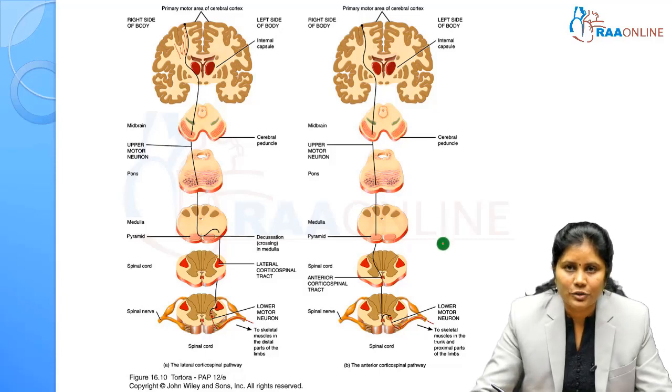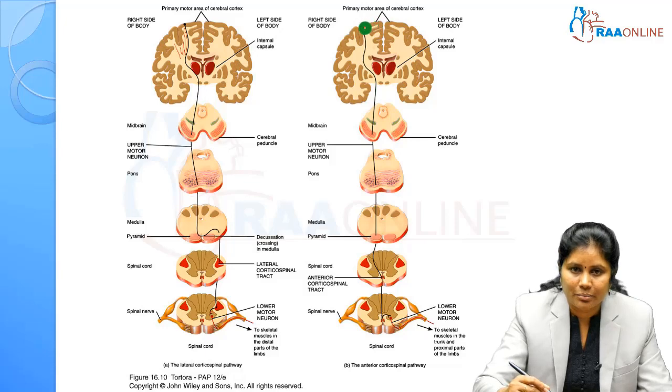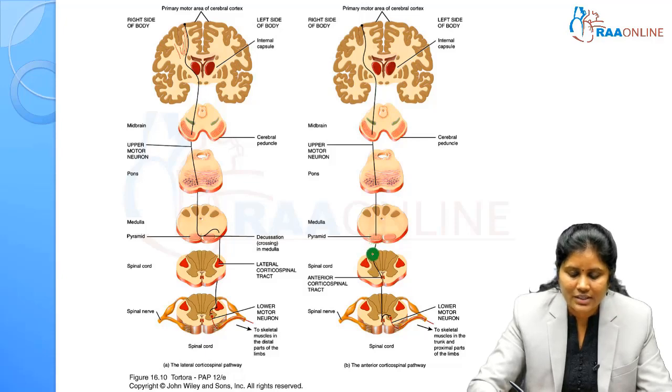Whereas for the anterior corticospinal pathway, the origin is the same. It arises from the primary motor cortex, passes through the internal capsule and then goes to the midbrain in the crus cerebri, then to the pons where they get scattered, and then from the pons it enters the medulla, where they do not cross. Instead, they continue in the same direction and go to the spinal cord. In the spinal cord, before termination, it crosses to the opposite side.